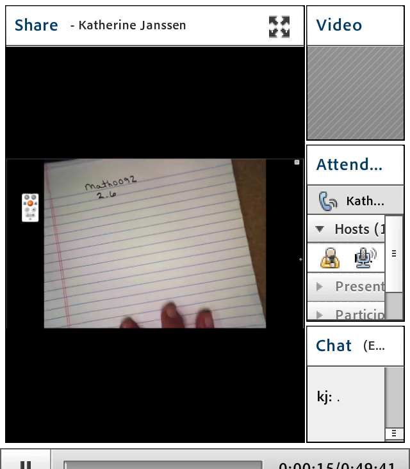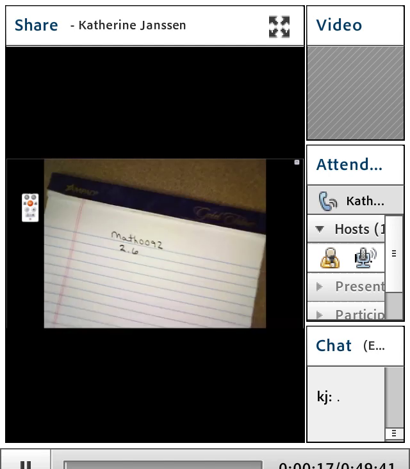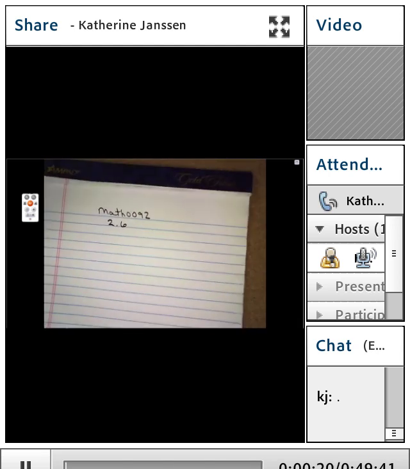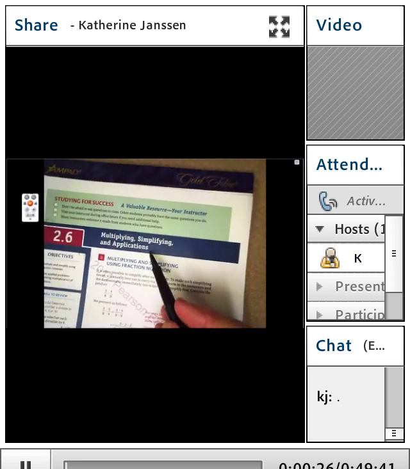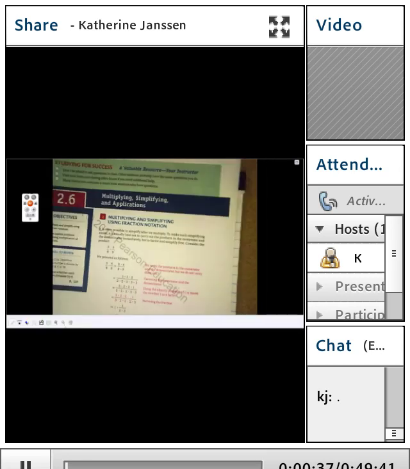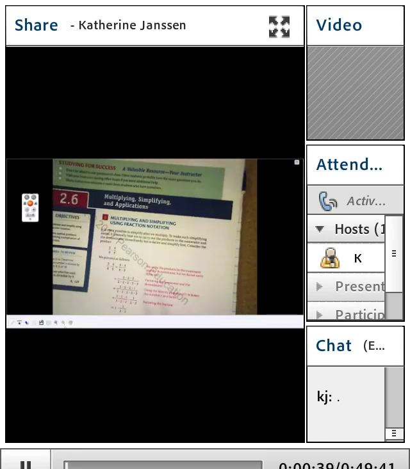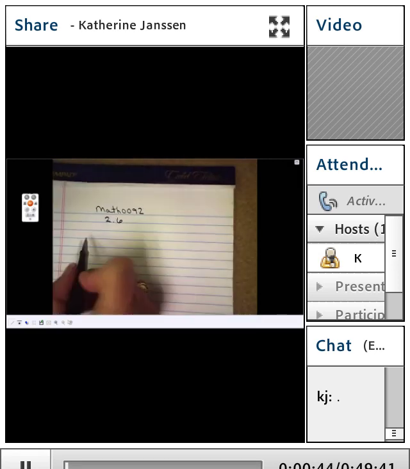Hello, Math 0092. We're going to begin with section 2.6, where we're multiplying, simplifying, and applications, primarily looking at our fractional notation. So with fractions, we may want to multiply them. 3/8 times 4/9.